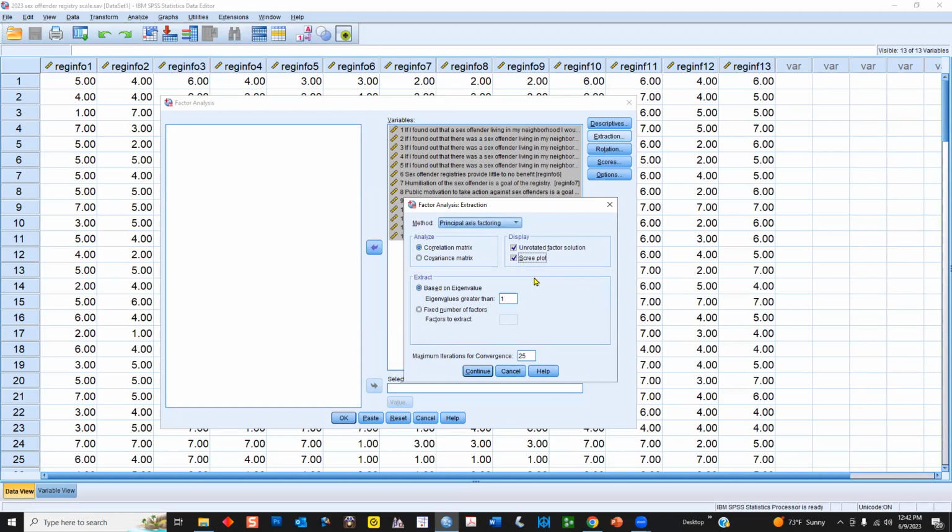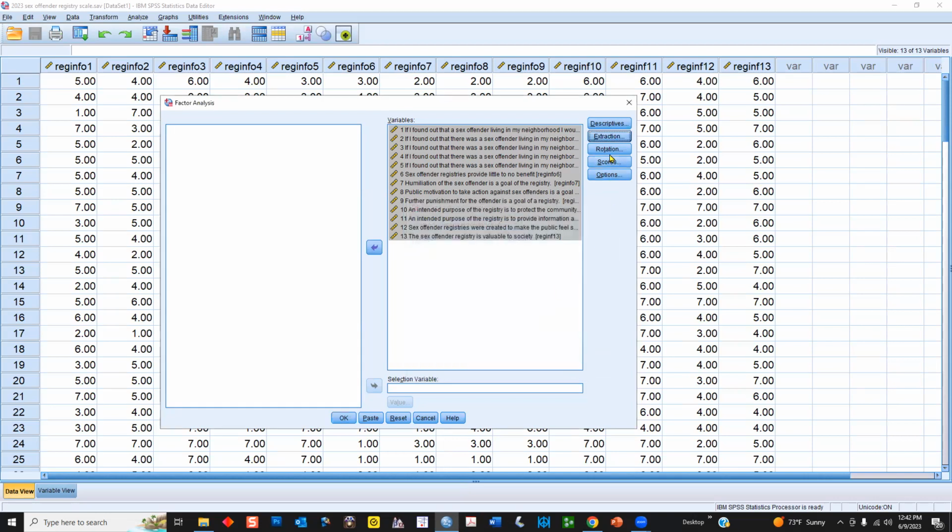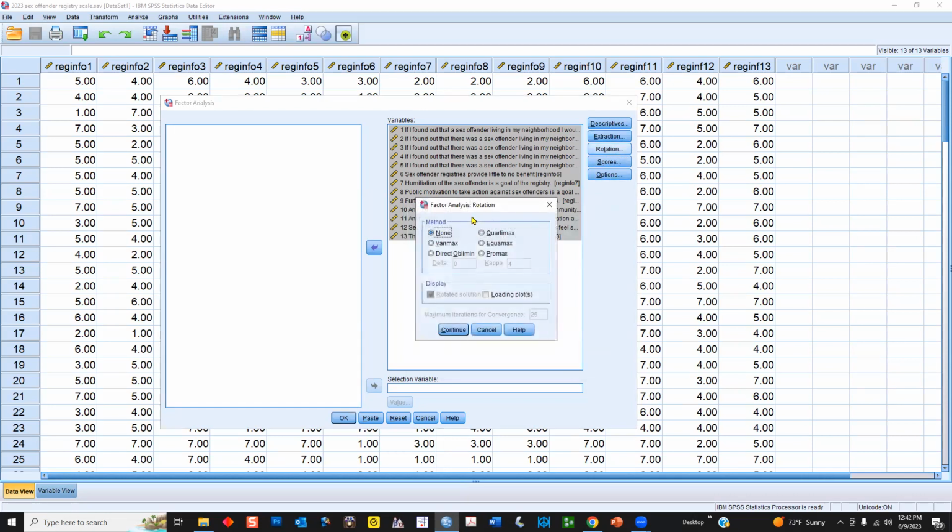I'm going to take a look at the scree plot. And in a moment, I'll come back and I'll show you what to do if you want to use something other than the eigenvalue greater than 1 rule. So we're going to just continue to see what our basic extraction and rotation is.